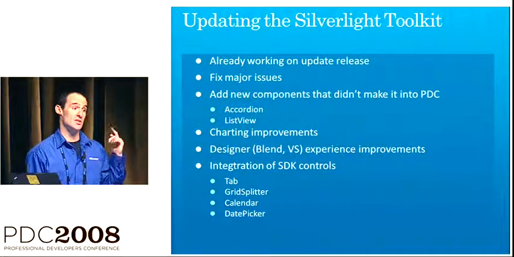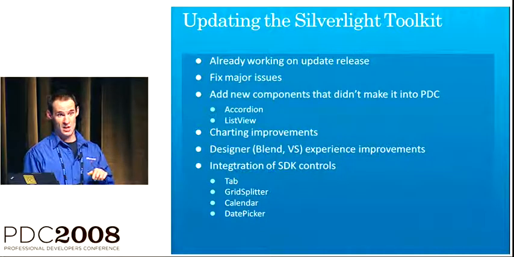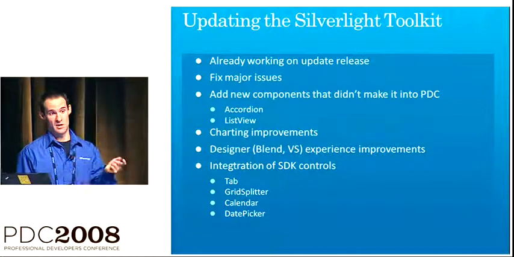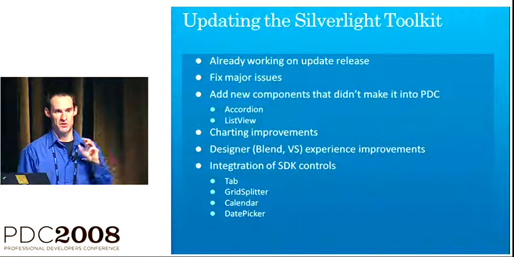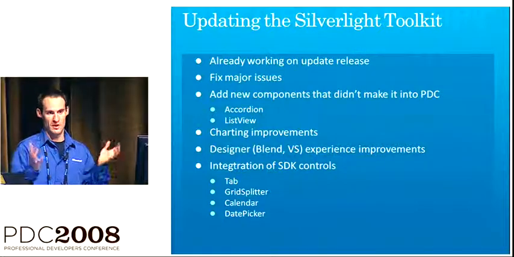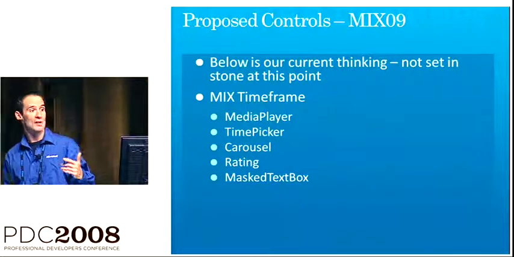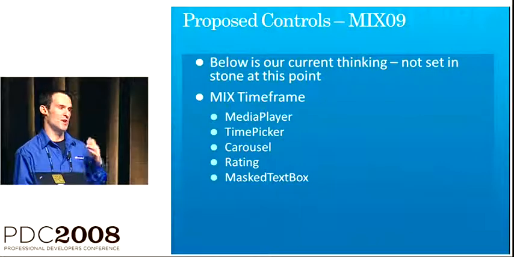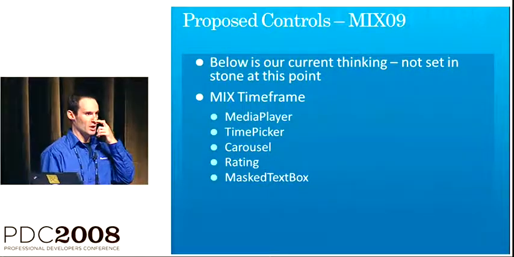And then the SDK controls will get integrated into the toolkit. So the controls that are currently in the SDK, tab, grid splitter, calendar, date picker, will get moved into the full source model of our toolkit sometime in the near future. So if you want to use all of these controls as one unified chunk, you'll be able to do that. And so this is high-level thinking about the controls we're thinking about doing for Mix 09, which will be kind of our next major release. We'll have a minor release in between, an update, like I mentioned, with accordion and list view.